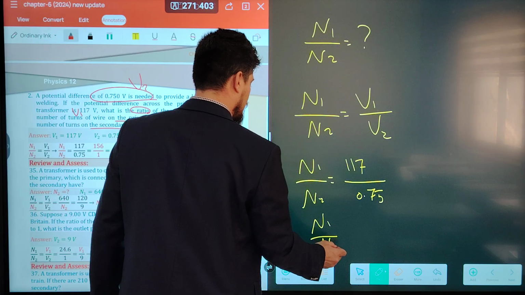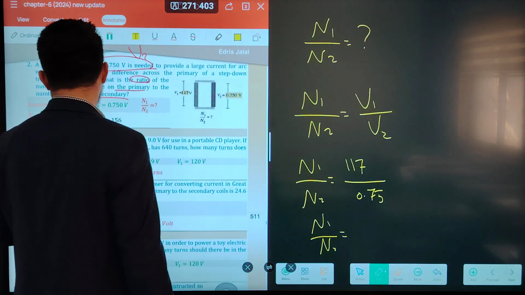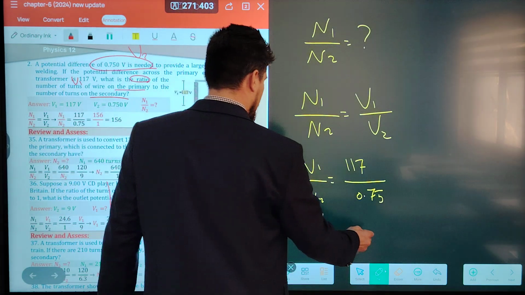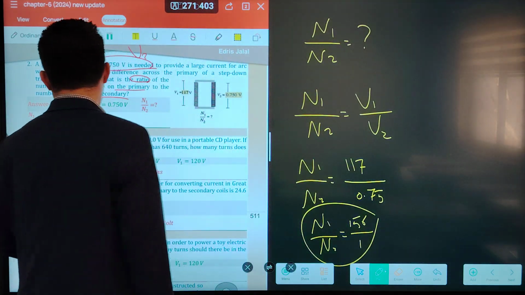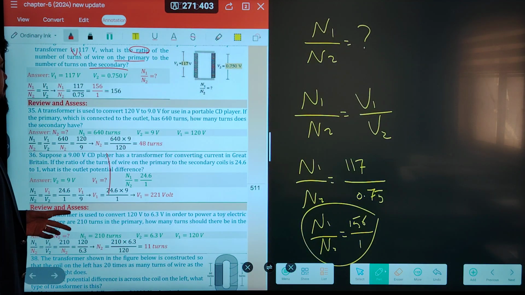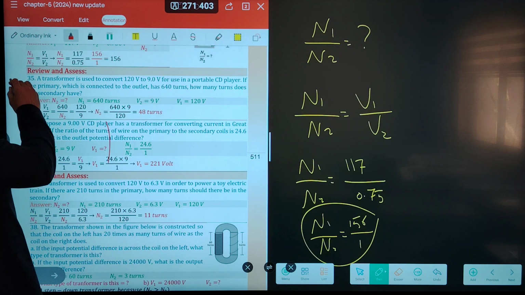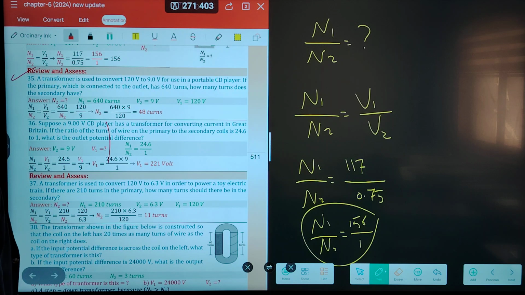N1 over N2 is equal to what? Is equal to 156 over 1. This is the ratio for the number of turns in the primary to the secondary. Question 35 from chapter review and reanalysis.